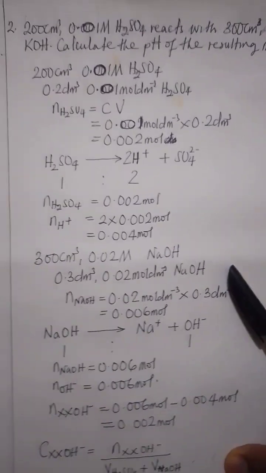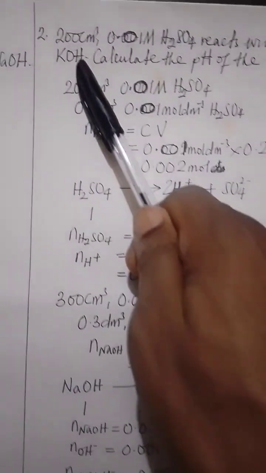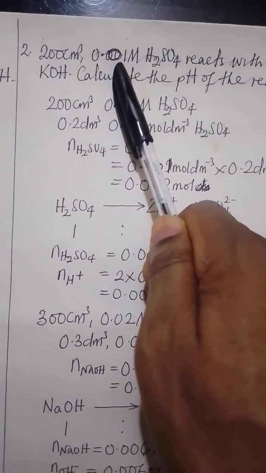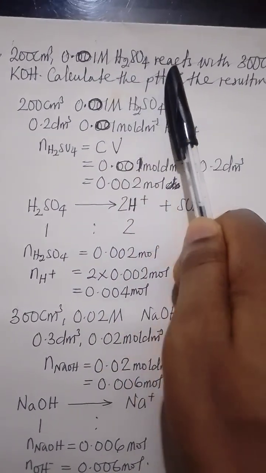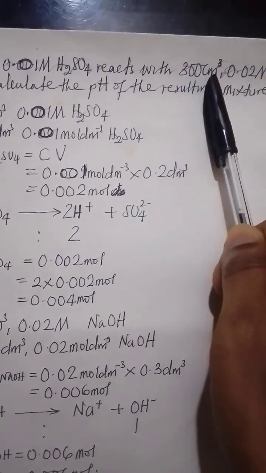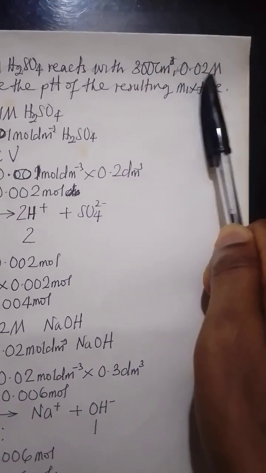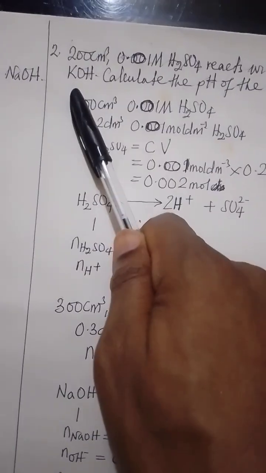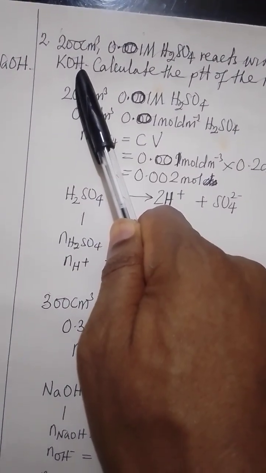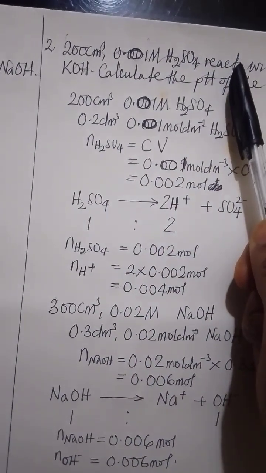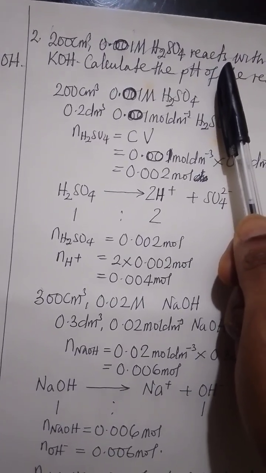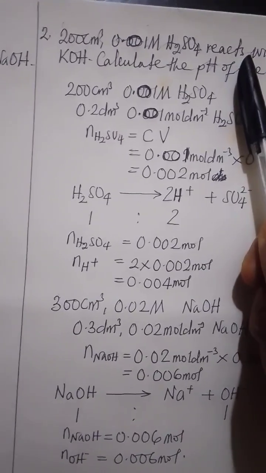We'll take question 2. 200 cm cube of 0.01 molar H2SO4 reacts with 300 cm cube of 0.02 molar KOH. Okay, let's change it to NaOH.